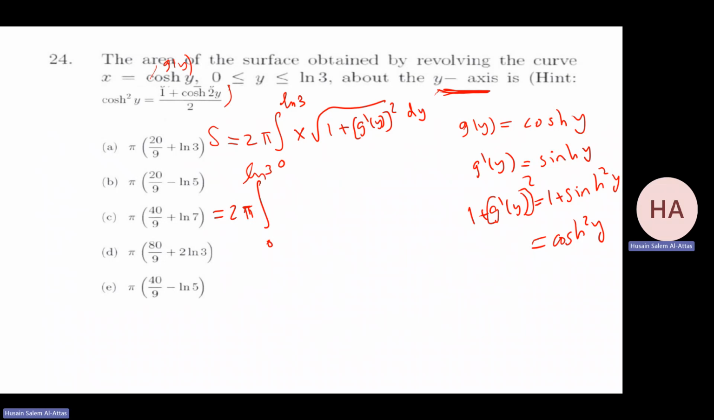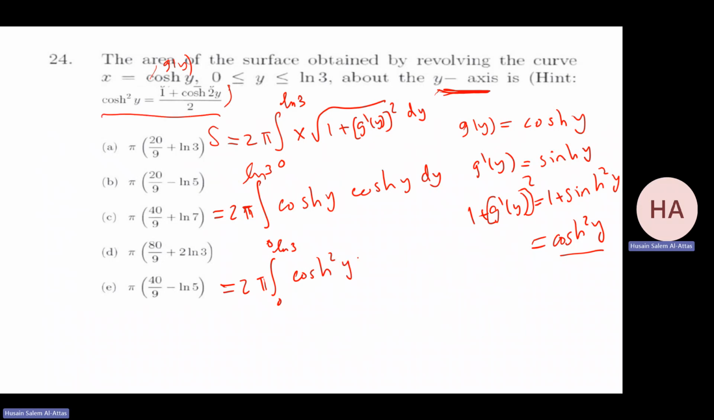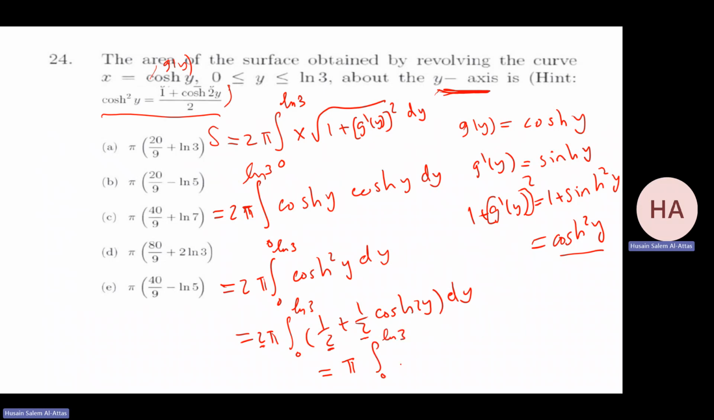From 0 to ln 3. That gives me what is x? Cosine hyperbolic y. What is the square root of this? Cosine hyperbolic y dy. So I have 2 pi from 0 to ln 3 of cosine hyperbolic square y, and then I can use the hint dy. That gives me 2 pi from 0 to ln 3 of half plus half cosine hyperbolic 2y dy. In this integral, you can get rid of the 2 with the 2. So I have pi from 0 to ln 3. I have what? y.